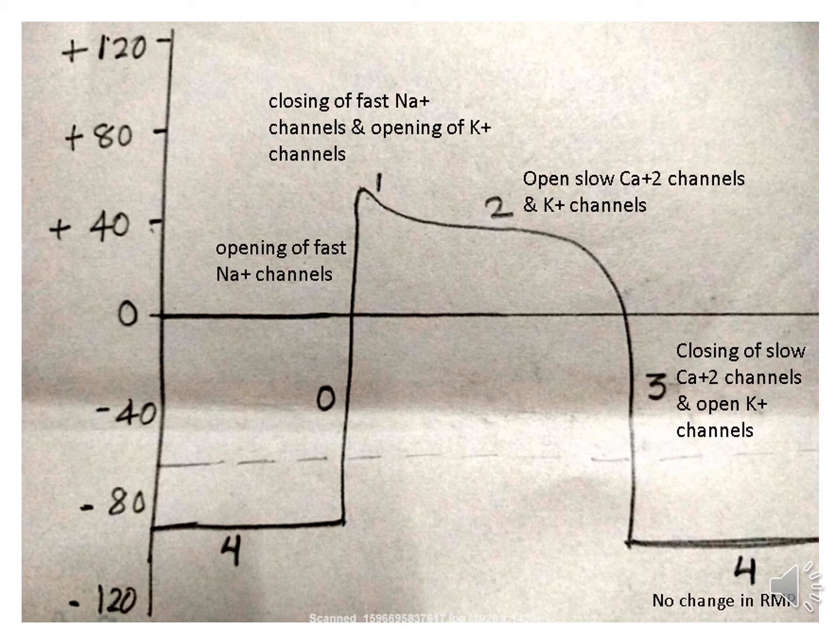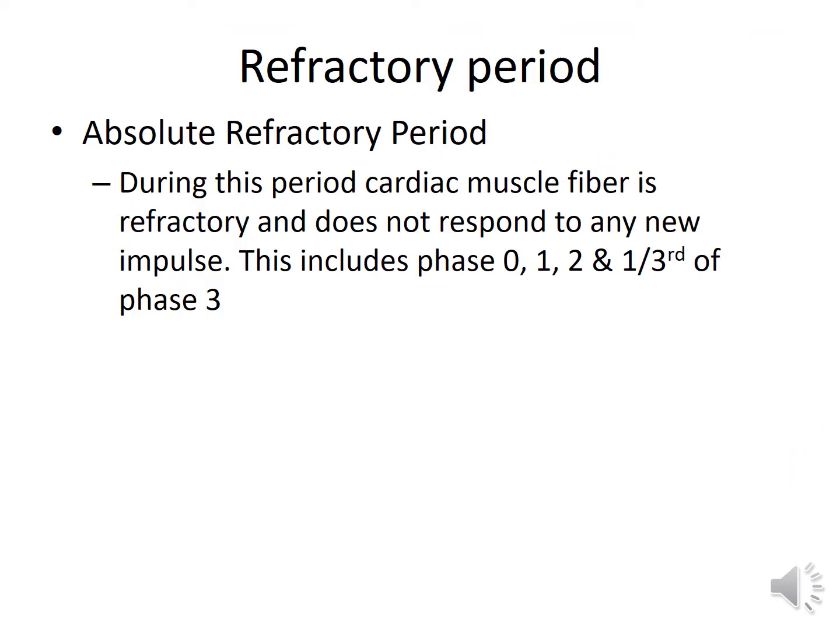We can summarize it in this diagram: phase 0 is because of opening of fast sodium channels, so there is fast conduction through the non-pacemaker tissue, followed by phase 1, which is due to closing of sodium channels and opening of potassium channels. Phase 2 is plateau phase, which is due to opening of calcium channels and potassium channels, followed by repolarization phase, that is phase 3, due to mainly opening of potassium channels.